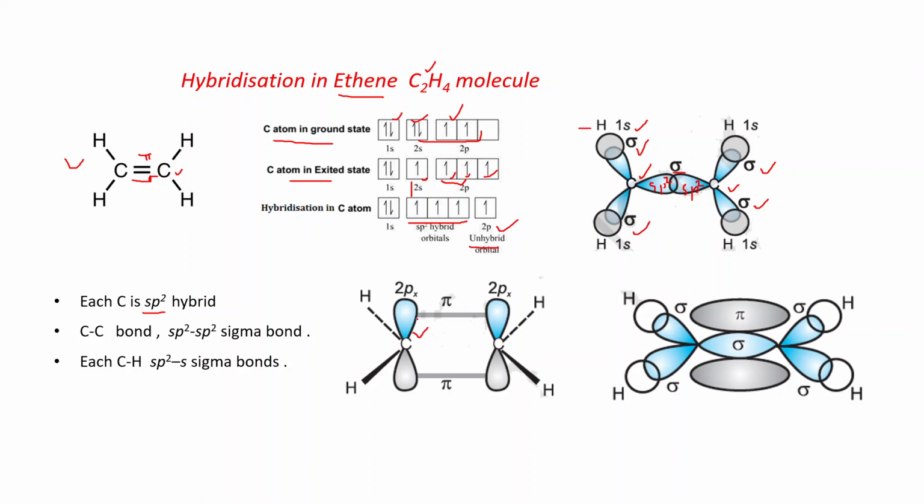Now these unhybridized orbitals overlap sidewise and form a pi bond. As we know, in case of a pi bond, the electron cloud is above and below the plane. This is above the plane and this is below the plane. And this is the sigma bond between carbon-carbon, this is a sigma bond between carbon-hydrogen, and this is also a sigma bond between carbon-hydrogen.